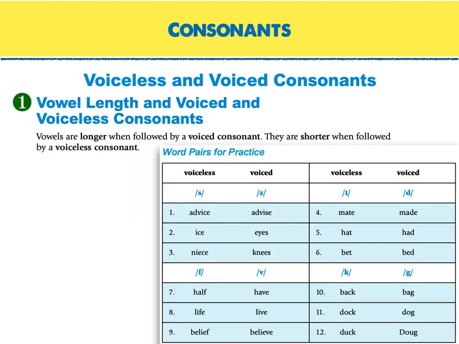Vowel length and voiced and voiceless consonants. Vowels are longer when followed by a voiced consonant and shorter when followed by a voiceless consonant.